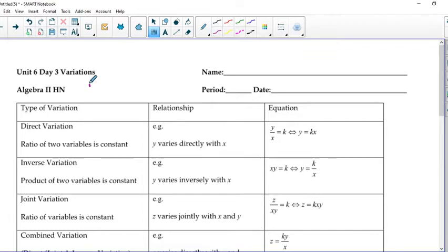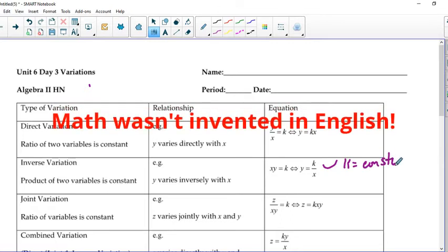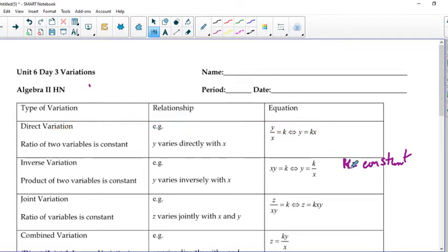Okay. Inverse variation, as y varies inversely with x, you can see there are equations associated with it. X times y equals k. And it's important to note that k stands for constant. It's called the constant of variation, which might seem like an oxymoron because how can something be a constant of variation? But that's what it is.